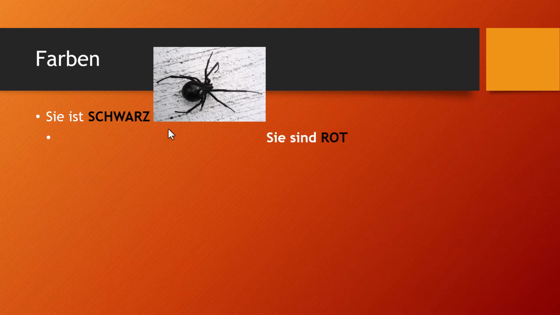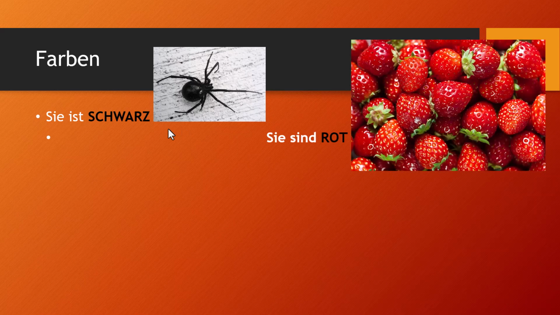You're being silly. Sie sind rot. Right, so those are strawberries. Erdbeeren, die Erdbeere. Erde means earth, so they're earth berries. Sie sind rot, right? They are red.